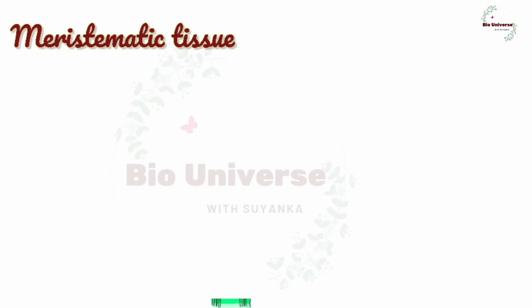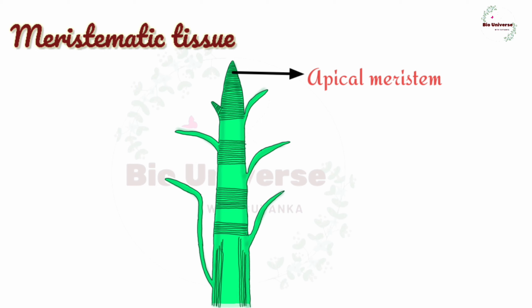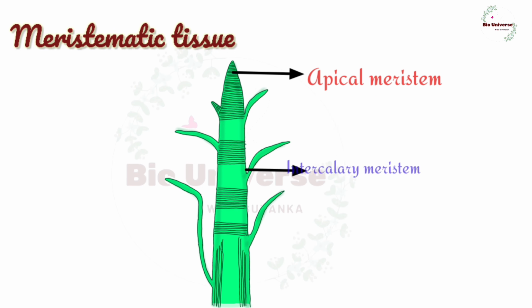On the basis of position in the plant body, meristems or meristematic tissue are of three types: apical, intercalary and lateral. Apical meristems. It occurs at the growing tips of the stems and roots. Depending upon its occurrence at root or stem tip, it is called root apical meristem or stem apical meristem. Apical meristem produces growth in length of root and stem.